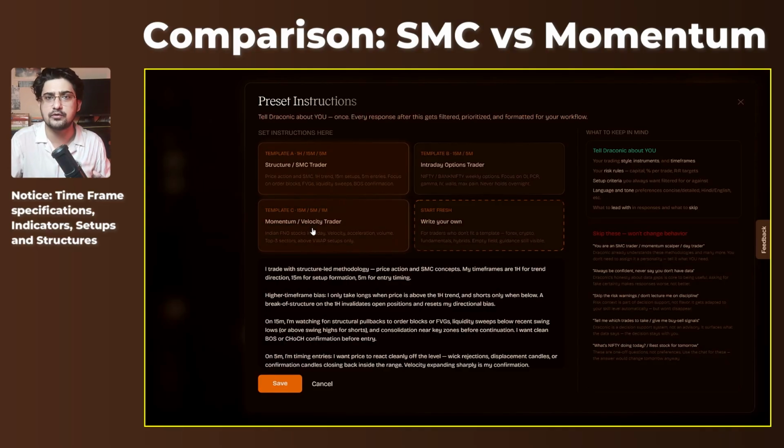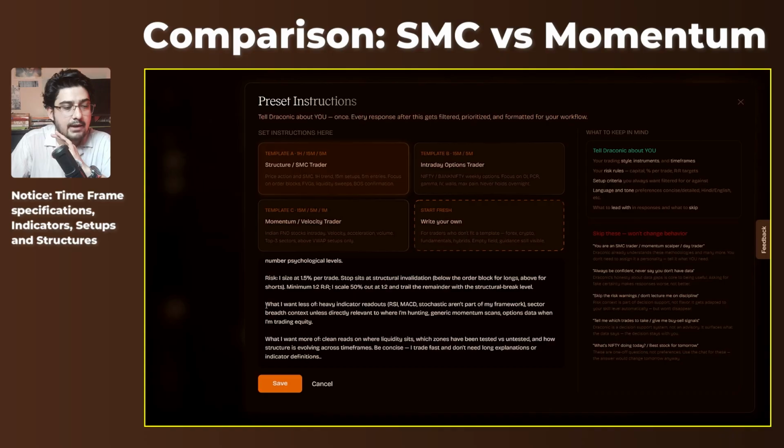These are the two trading profiles that I find myself closely associated with. So for example, if we talk about structured or SMC trader, in the instruction set, the first line clearly defines that I trade with structure-led methodology, price action and SMC concepts. My time frames are 1 hour for trend, 15 minutes for setup formation and 5 minutes for entry timing. If we scroll down at the bottom, what I want less of, it says that I am not heavily reliant on indicators, so I do not prefer seeing a lot of RSI, MACD, stochastics.